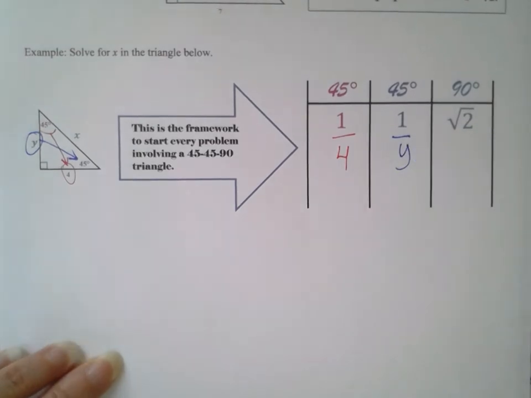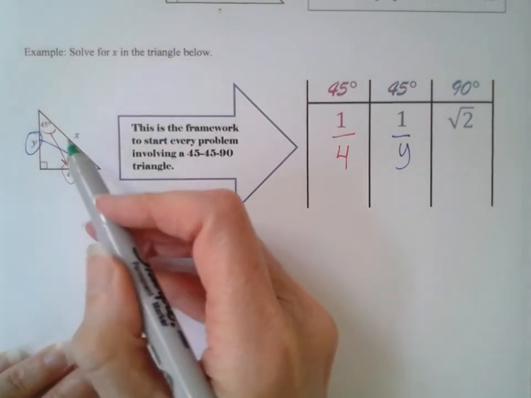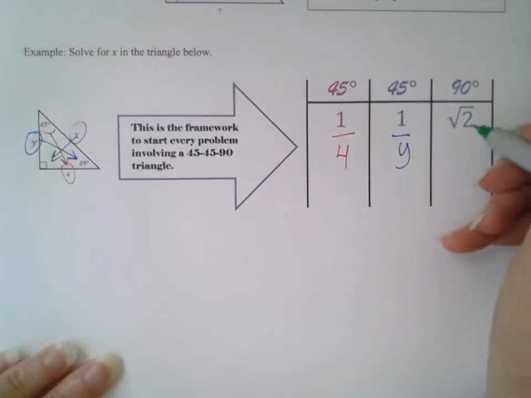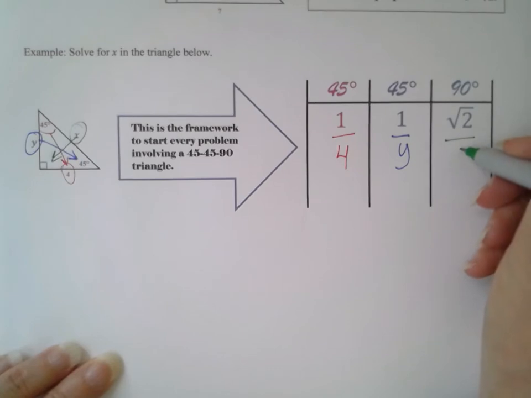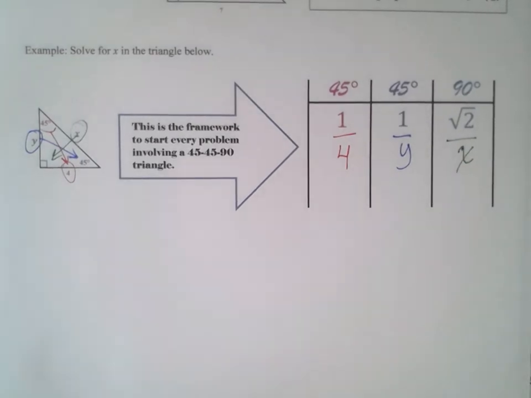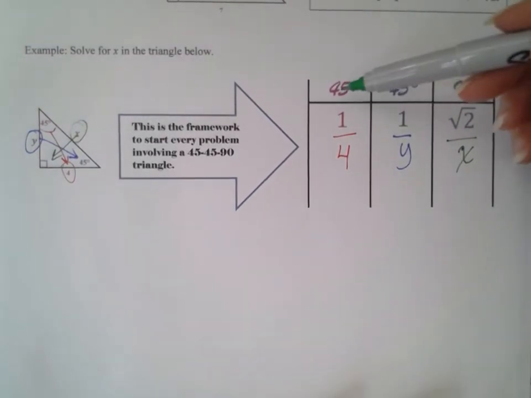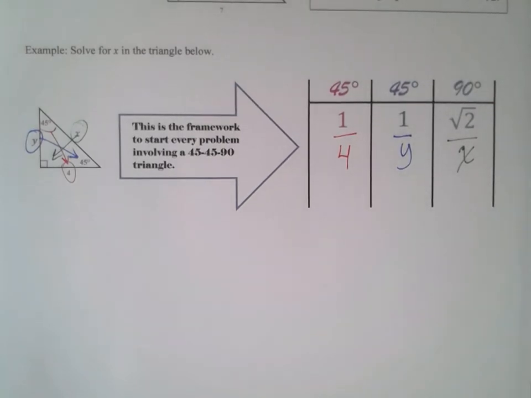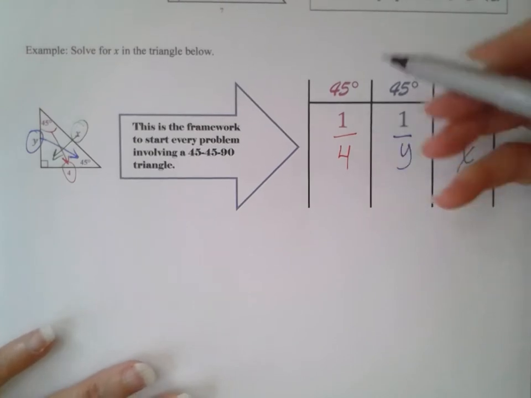And then finally I have x. X is across from the 90, so it is the hypotenuse. It is the largest side. It will be under the largest number over here. And so here's my setup. So again, we start every problem with 45, 45, 90, 1, 1, square root 2. At this point, we are simply going to do exactly what we did before. We look for the fraction that only has numbers. This is my fraction that only has numbers.